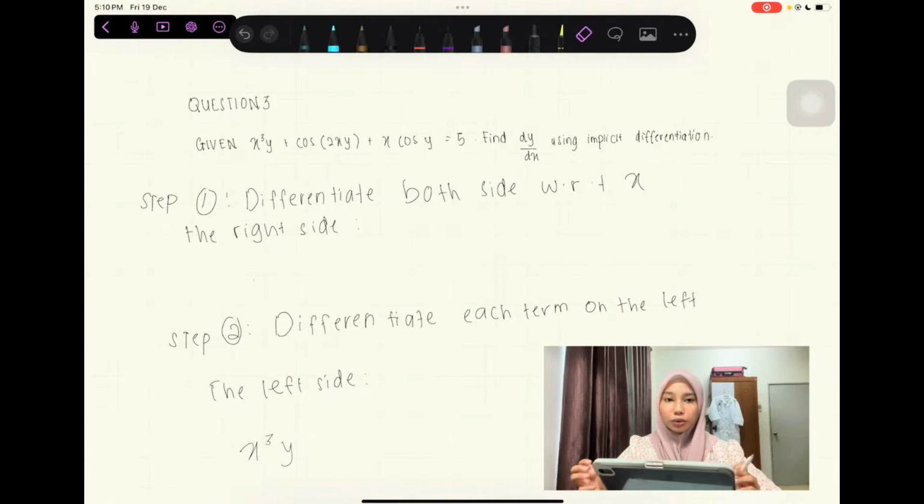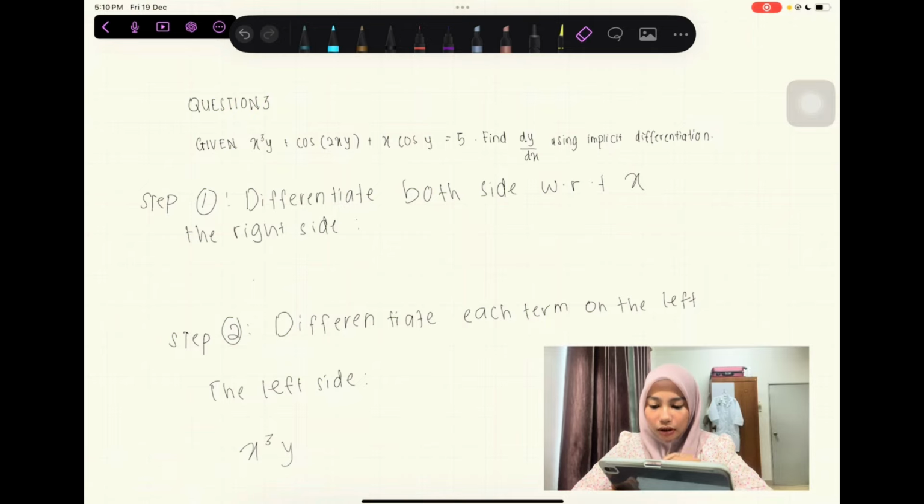So I will show you how to solve this question. So the first one is we need to differentiate both sides with respect to x. So we start with the right side first. So we know that if we differentiate 5, we will get 0. So dy over dx, 5 equal to 0.